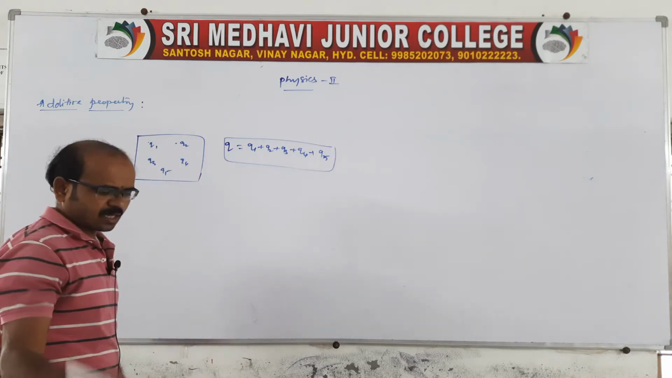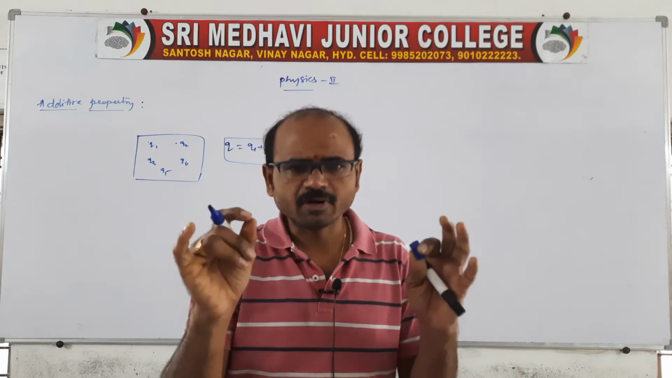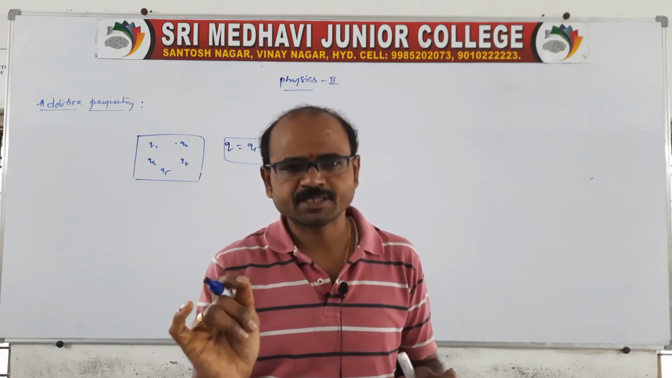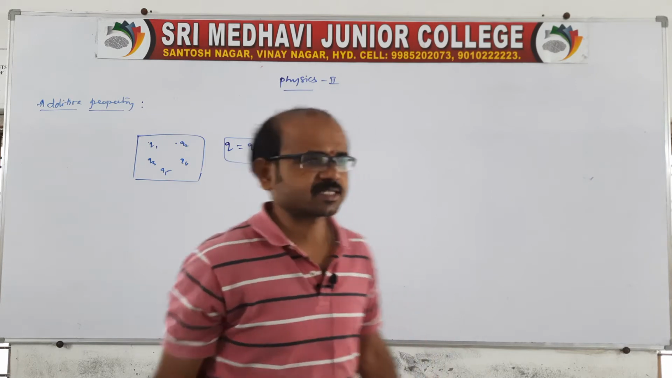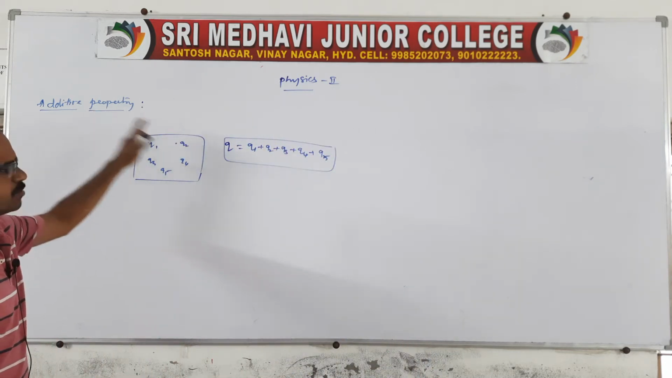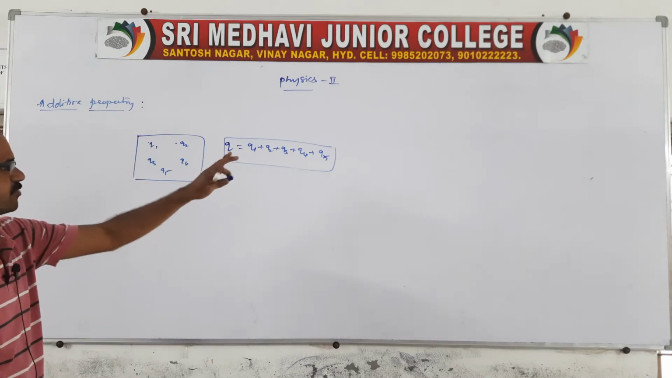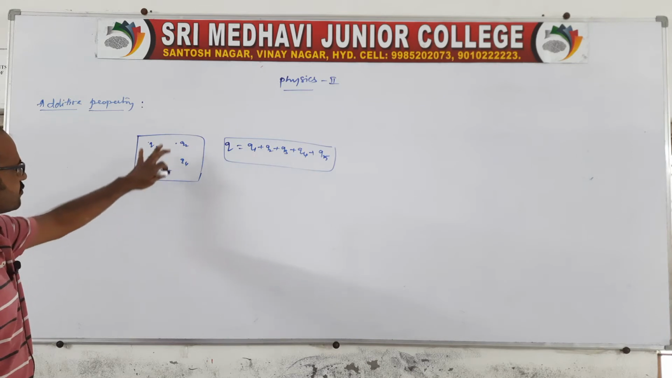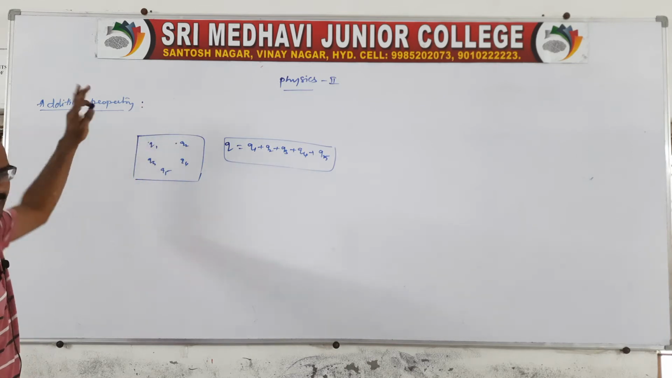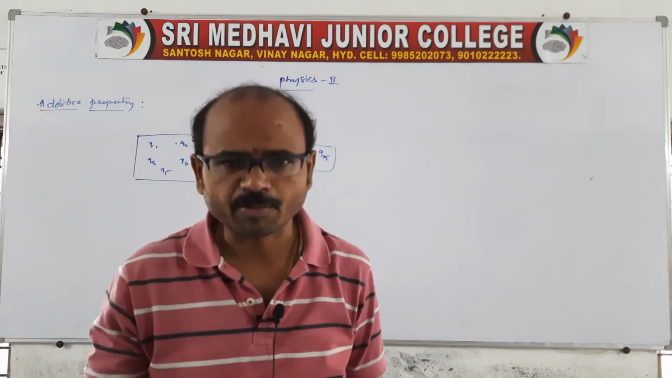Additive means add all charges, the sum of all individual charges which are located at different places. That gives the total charge of the system, and we call it the additive property. Q is equal to Q1 plus Q2 plus Q3 plus Q4 plus Q5, because the system contains 5 charges. So this is the property we call the additive property.